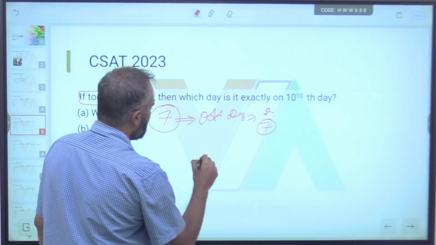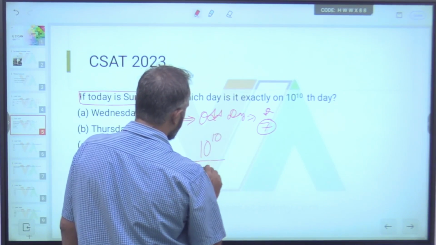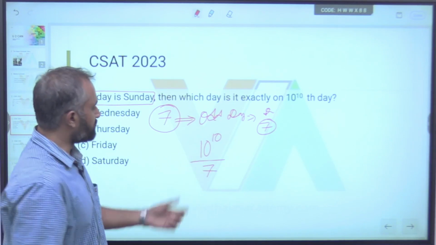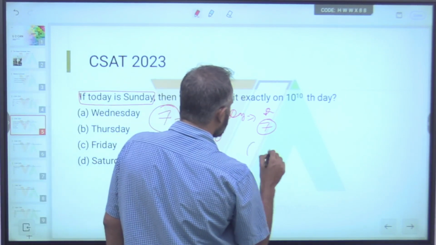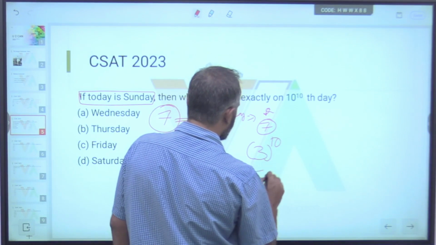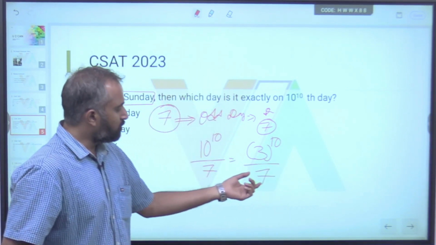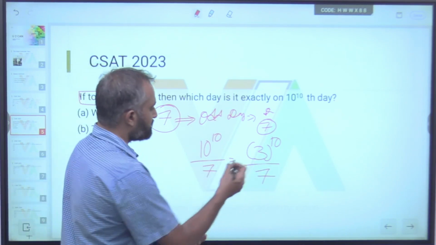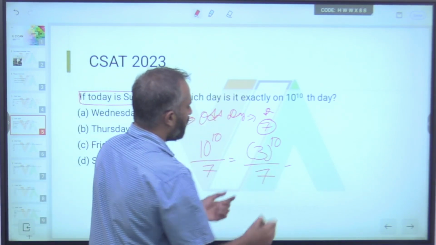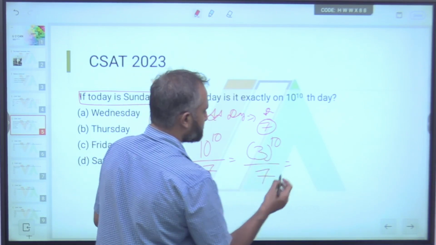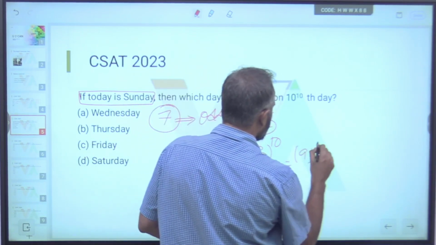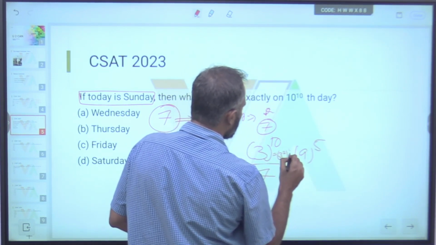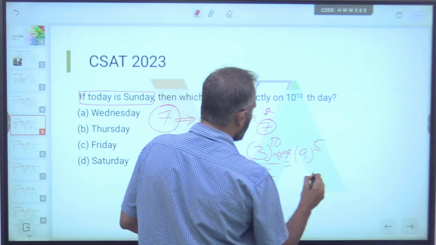Same way here, 10 to the power of 10 by 7. We know that 10 leaves remainder 3 when divided by 7. So, first do that. Next, it gives you 3 to the power of 10 divided by 7. Now, we can't move forward because 3 is less than 7. So, we need to do something such that this becomes more than 7. How can we do it? 3 square is more than 7. So, 3 to the power of 2 whole to the power of 5, which is nothing but 9 to the power of 5 by 7.